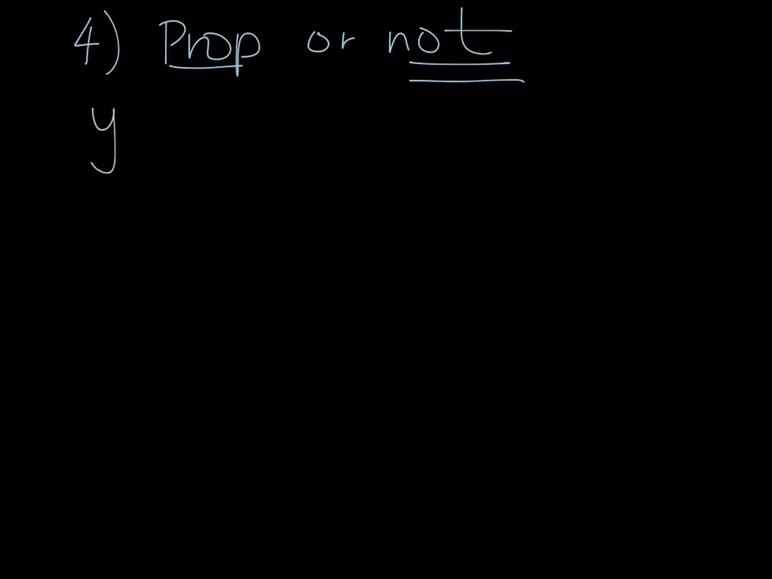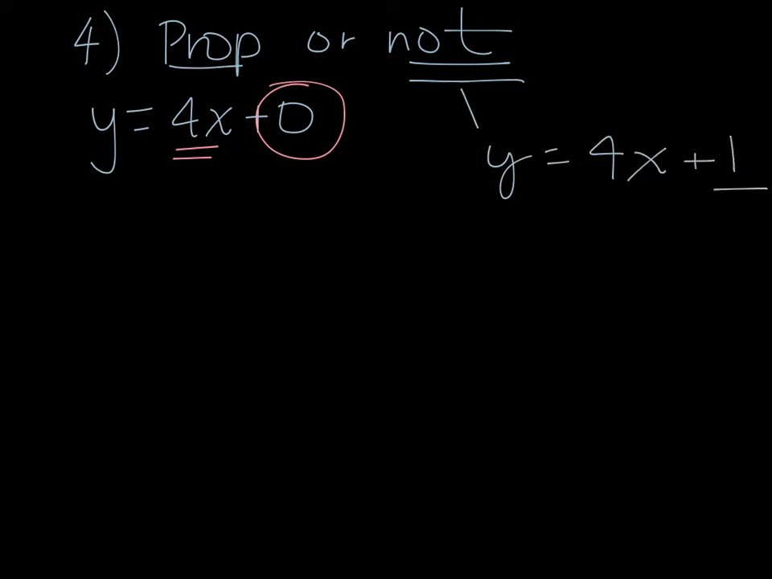So what I came up with was y equals 4x plus 0. This number could be anything as long as your y-intercept is 0. Now, a non-proportional would be like y equals 4x plus 1. Any number other than 0 is not proportional because a proportional graph has to go through the origin.